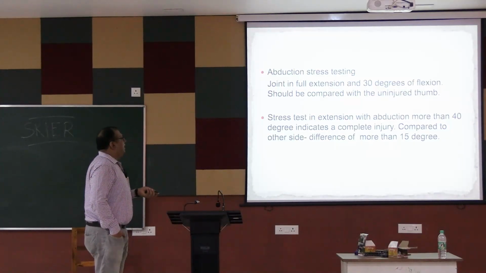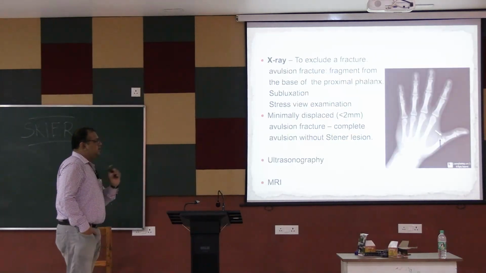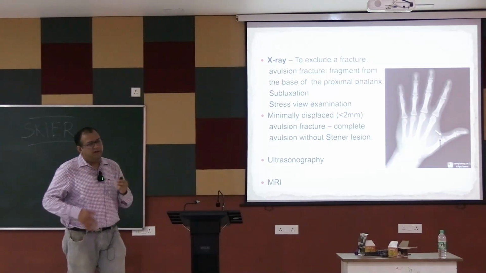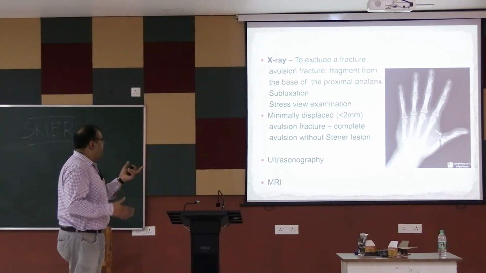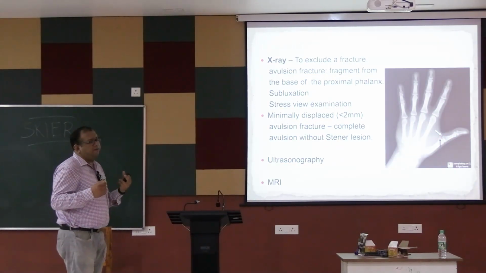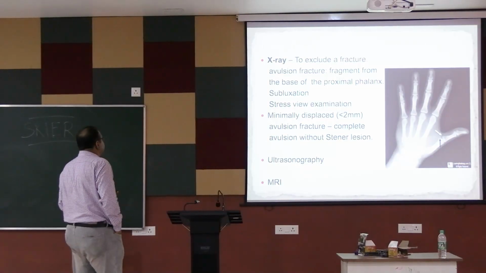Stress testing is done. Don't need to know, just write stress test, that's all. X-ray to exclude a fracture. It may occur due to an avulsion fracture. So that is what is occurring here. So you see a fragment here. So that means that ligament has come off with a part of the bone, known as an avulsion fracture.